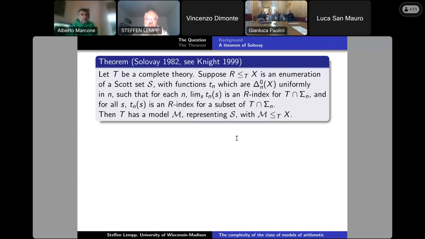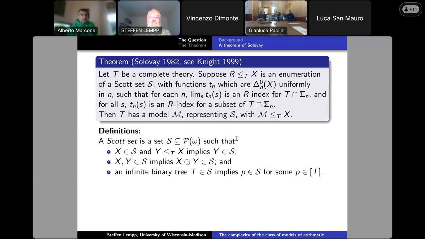Then, under these conditions, T has a model M, which represents S, and this model has atomic diagram computable in X. So let me now explain a few of these terms that I've thrown out here. I wanted to first state the theorem, and then I'm going to slowly try to explain what all these things are. So first of all, people probably know what a Scott set is, right?